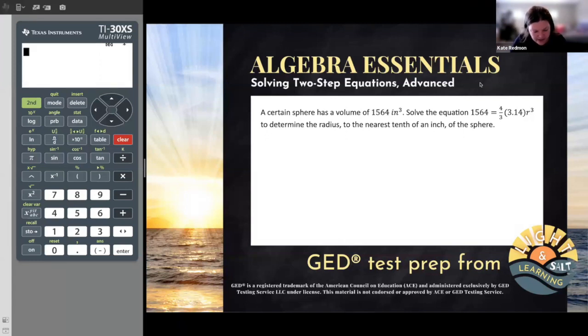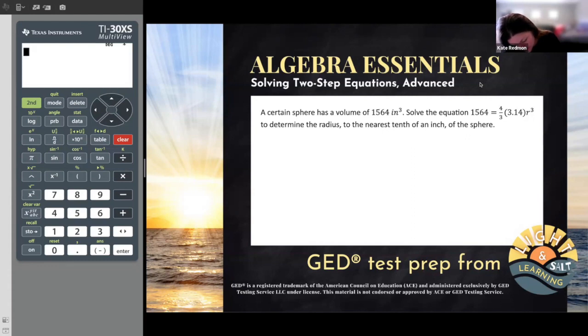It says a certain sphere has a volume of 1,564 cubic inches. And don't panic because you don't know what sphere or volume is. Just hold on. Solve the equation to determine the radius to the nearest 1/10 of an inch of the sphere. You don't really have to understand radius or sphere or cubic inches or volume or any of it. What you need to understand here is solving equations like we've been doing.